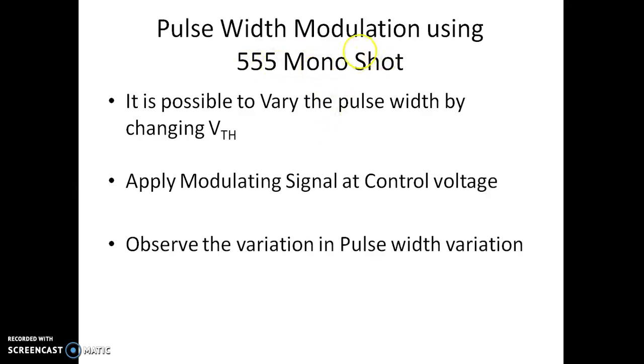Now you apply this modulating signal at the control voltage. We know that VTH is the one which is connected to pin number 5 of the 555 timer, which is also called the control voltage. Now instead of leaving the control voltage open or connecting it to a capacitor, let us connect the modulating signal to the control voltage. Once you connect the modulating signal to the control voltage, we can observe the variation in the pulse width of the monoshot waveform.